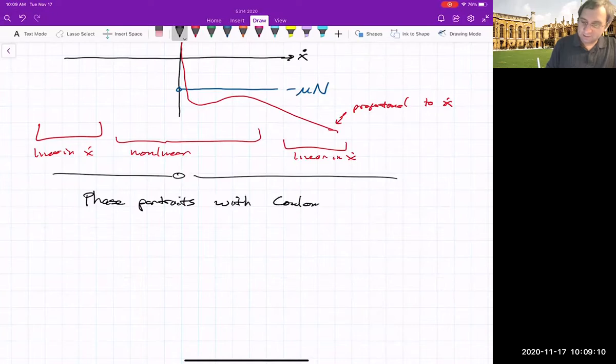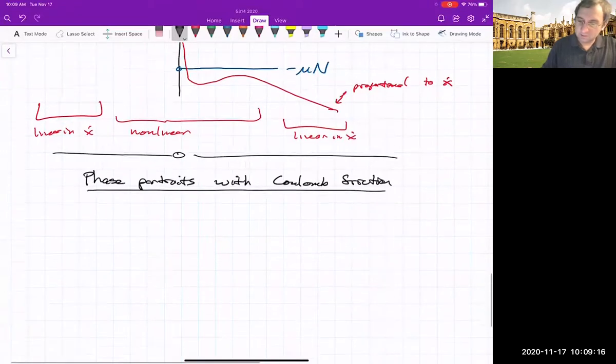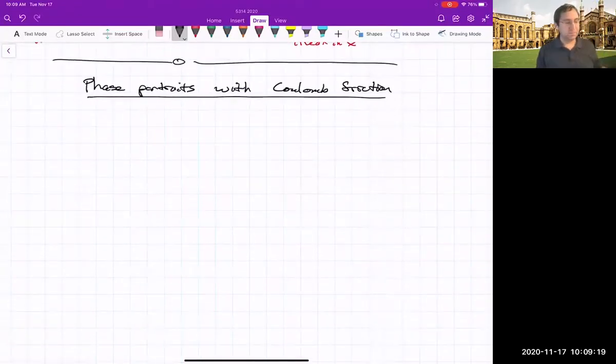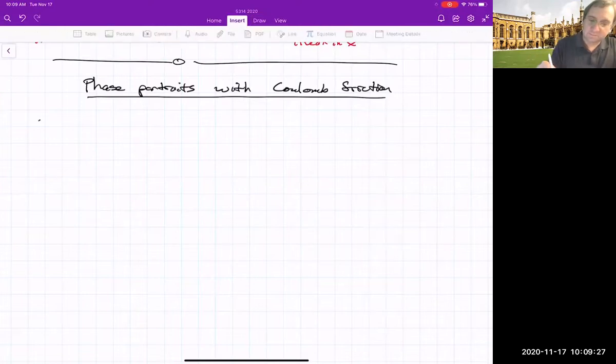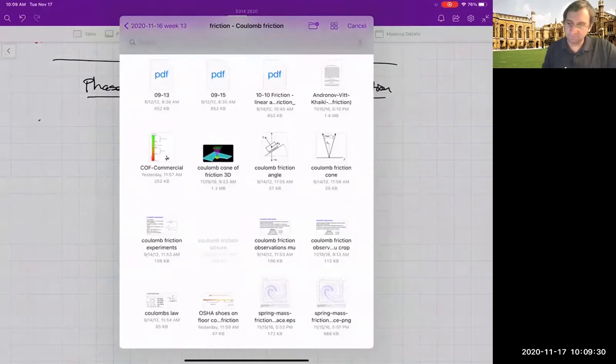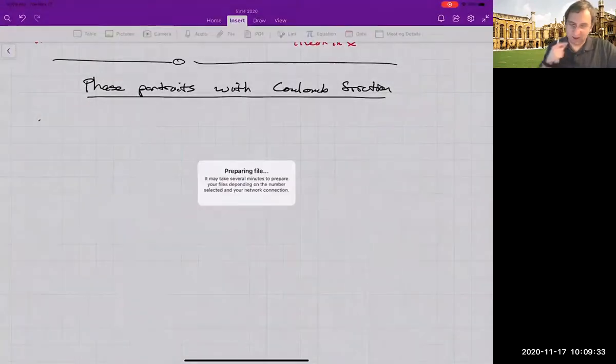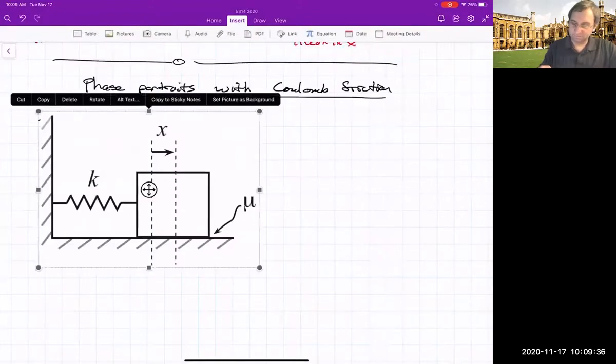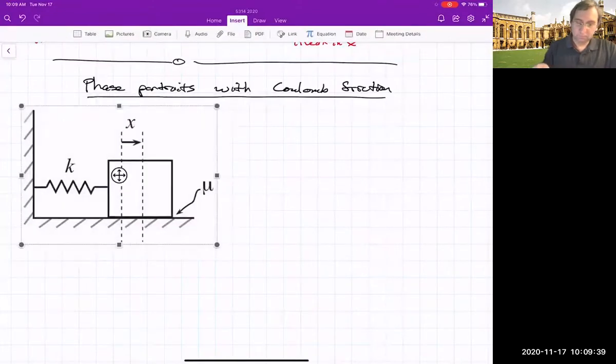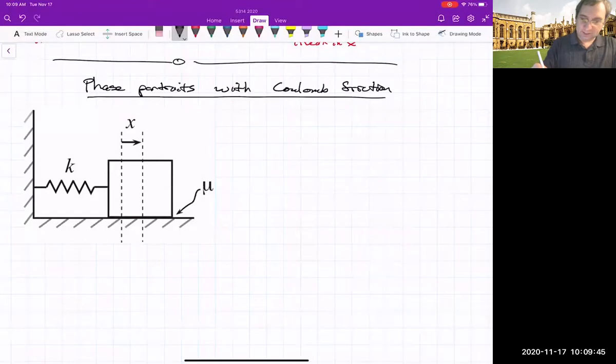So when you add friction, and I'll post some material on this, when you add Coulomb friction, it does have an effect on phase portraits, and it's kind of interesting. Let me give you a spring mass system where we add friction. So we've got our spring mass system. X is the distance from equilibrium of the spring.